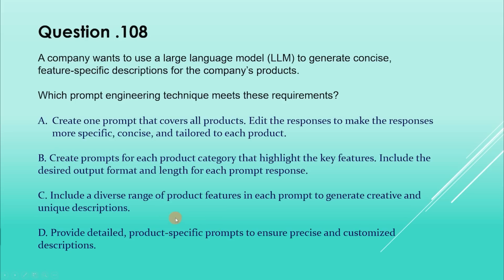And the correct answer here will be option B. Create prompts for each product category that highlight the key features. Include the desired output format and length for each prompt response. Because by creating tailored prompts for each product category and specifying the key features along with the desired output format and length, the company can ensure that the generated descriptions are specific, concise and relevant to each product. This approach balances the need for customization with efficiency. So option B is correct here.